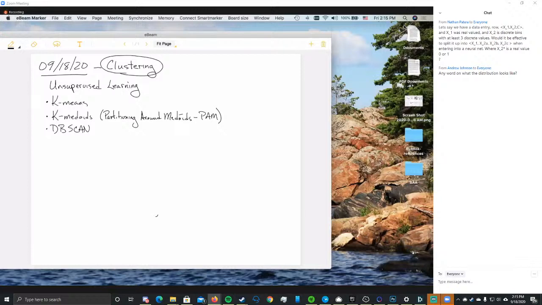Any word on what the distribution looks like? To be honest, I only looked loosely. I can say it looked like a normal distribution. So it was sort of what I expected it to be, but I don't remember the values.